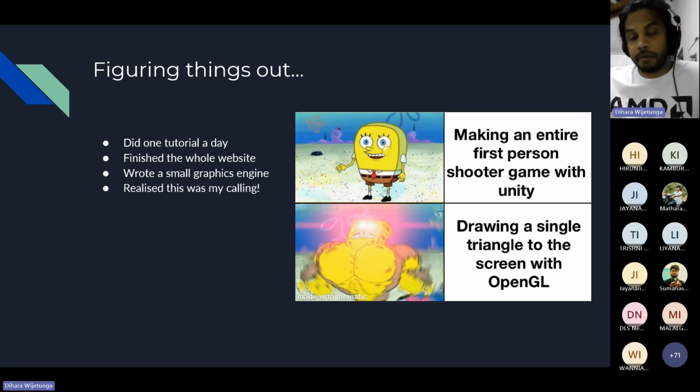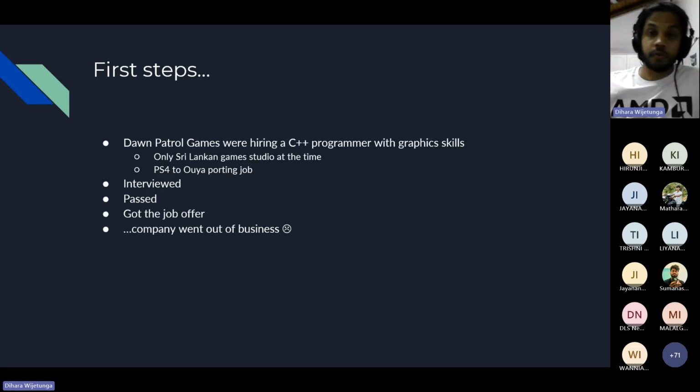When third year came around, I switched to the weekend lectures so I could take a stab at working in the industry. Coincidentally, at the same time, the only Sri Lankan game studio at the time was called Dawn Patrol Games. They were hiring a C++ programmer for porting a PlayStation 4 game to an Android-powered console called the Ouya. I don't know if you remember it, but it was a terrible console which failed miserably. It was a complete failure.